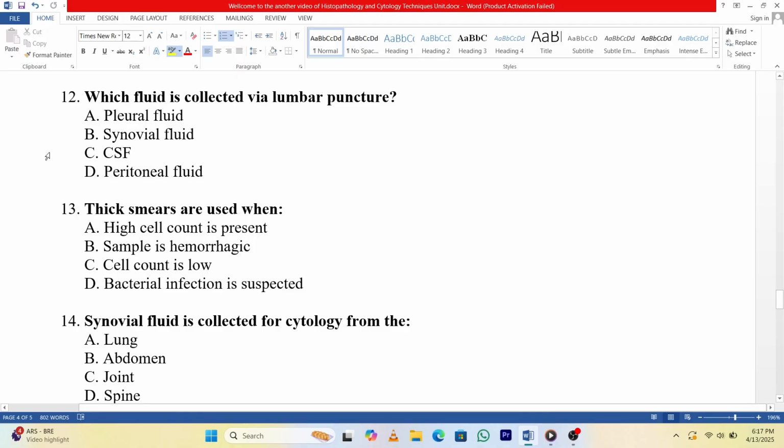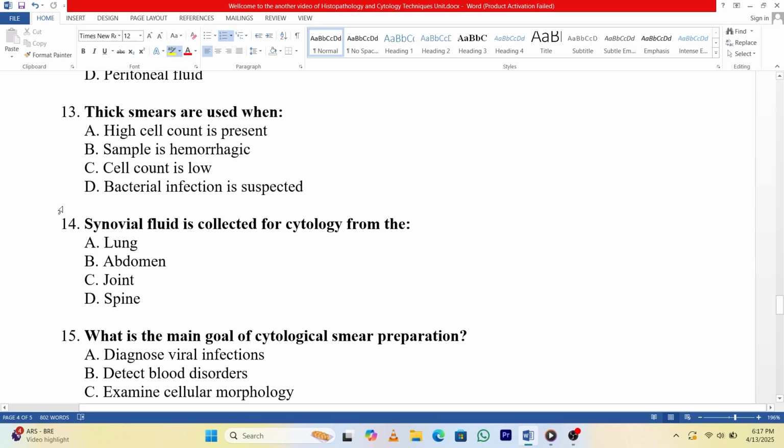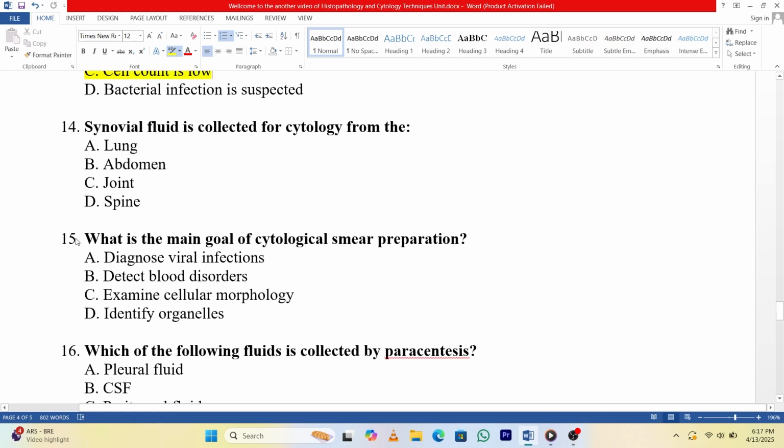Answer: C. 13. Thick smears are used when A. High cell count is present. B. Sample is hemorrhagic. C. Cell count is low. D. Bacterial infection is suspected. Answer: C. 14. Synovial fluid is collected for cytology from the A. Lung. B. Abdomen. C. Joint. D. Spine. Answer: C.